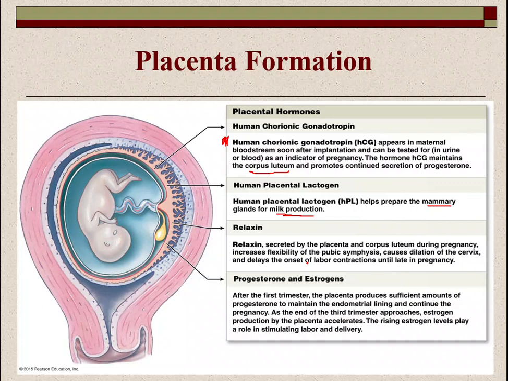Okay. Now, of course, the placenta can also produce progesterone. It can. And also estrogen. So all of these hormones, especially estrogen, the later we get into pregnancy, during the later stages of pregnancy, estrogen levels will begin to increase. And the reason is because it will help to stimulate labor and delivery. Now, progesterone, like we said before, it is very important because it will help to maintain the endometrial lining during pregnancy.